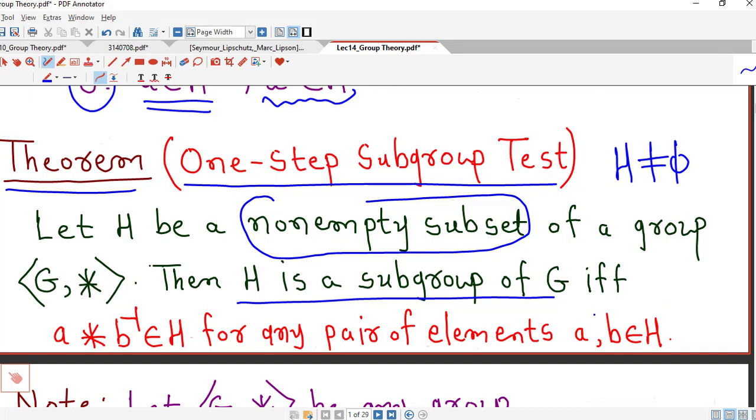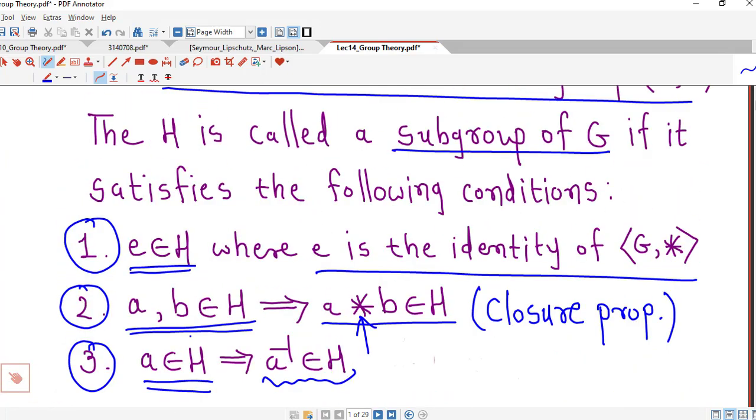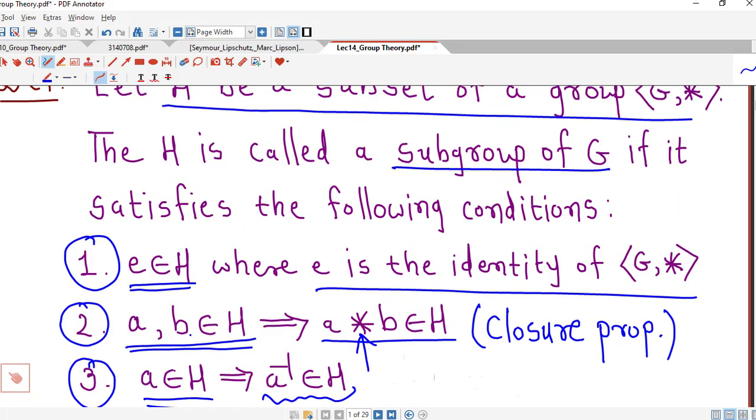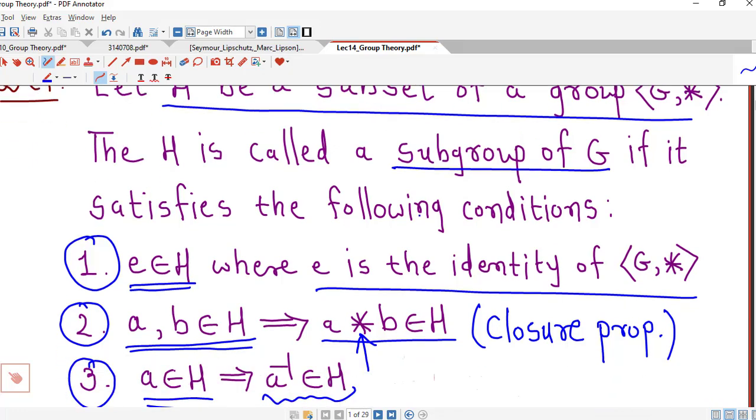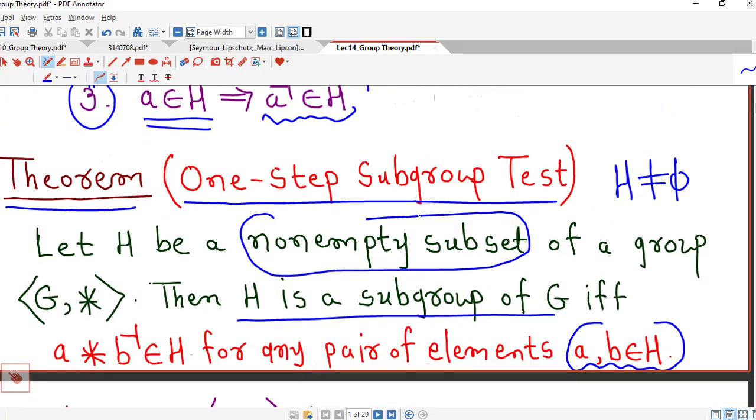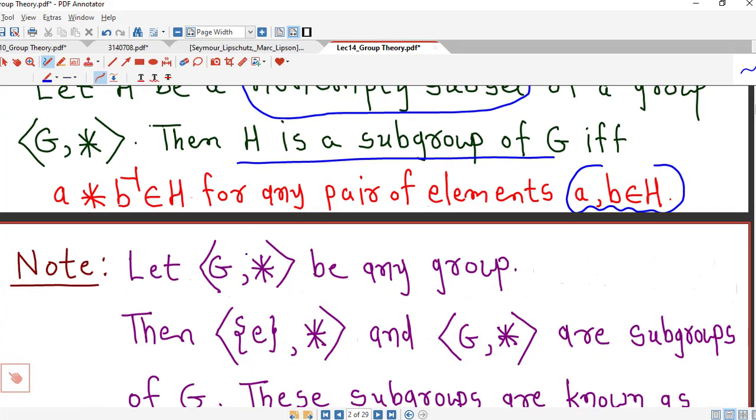All we have to show is that if we take any two elements, say a, b in H, then a star b inverse must be in H. So either we can use the definition to check whether a given set is a subgroup or not, or we can use this one-step subgroup test. That is as per our convenience.